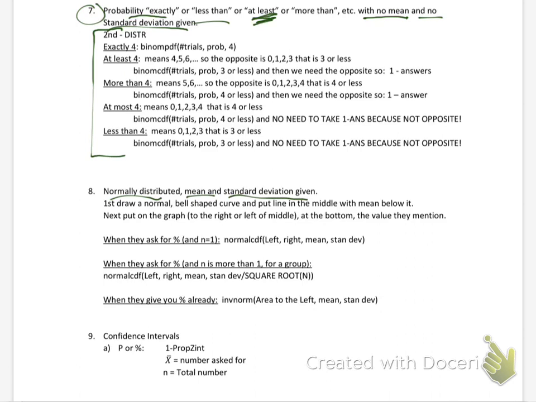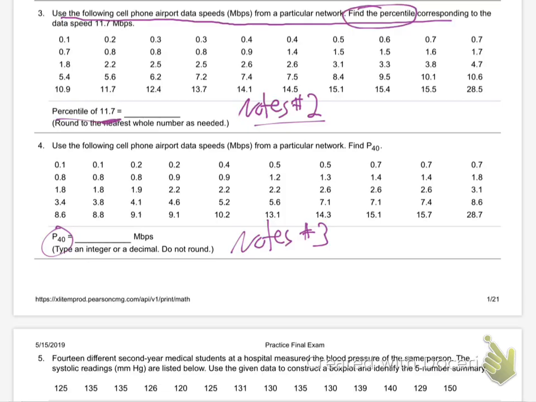So there we go. When they ask for a percentage and n equals 1, that's our case here. That is the problem we're looking at. They're asking us for a percentage and n equals 1. There's no mention of an n being more than 1. They don't even talk about n. So we're just talking about one person. Let's go back into the question and see what I mean.